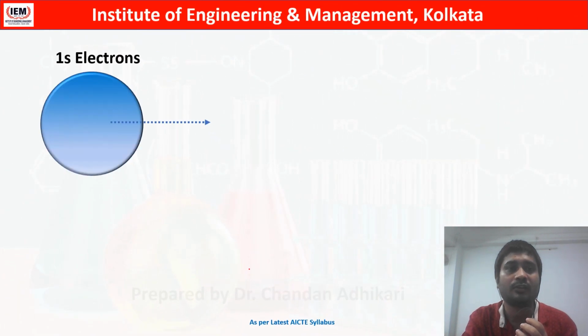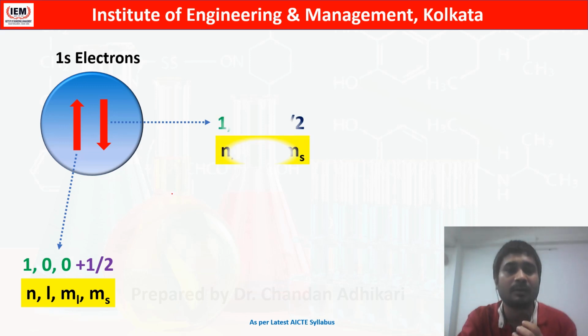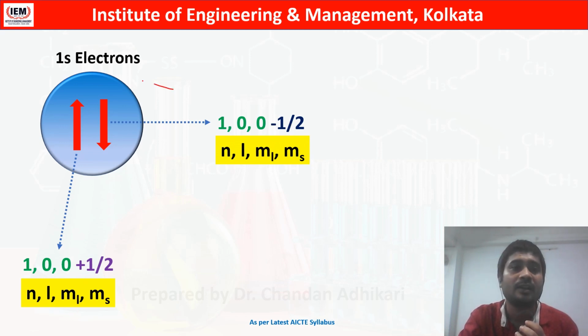So now for 1s electrons, only 2 electrons can be present, and as I told, no 2 electrons will have the same 4 quantum numbers. For 1s electrons, for this electron we have n equals 1, l equals 0, ml equals 0, ms will be plus half. All the 3 quantum numbers n, l and ml will be the same, but the spin quantum number will be different. This makes this electron different from this electron. That's why I told that 4 quantum numbers are required to tell everything about the electrons. It makes them unique and tells their identity.